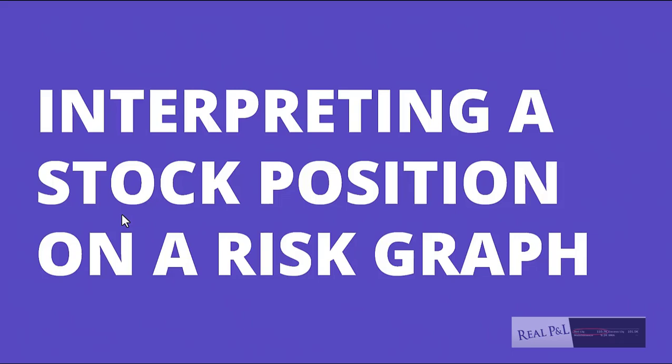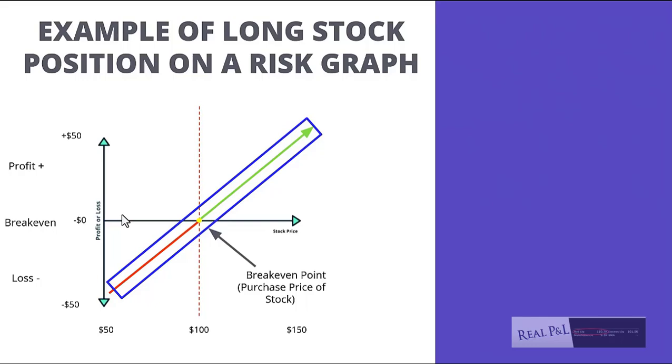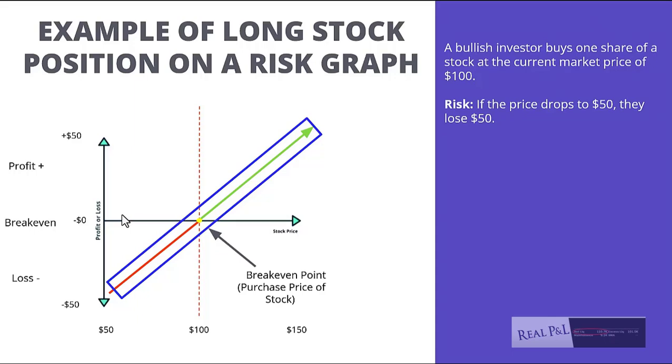So, interpreting a stock position on a risk graph. Here's an example of a long stock position on a risk graph. A bullish investor buys one share of stock at the current market price. Let's say that's $100. If this price drops by $50, then they lose $50, right? So the stock price goes down, to the left. You can see that we were breaking even, but as the price goes down, we're following this down. And in this example, it would be down by $50.